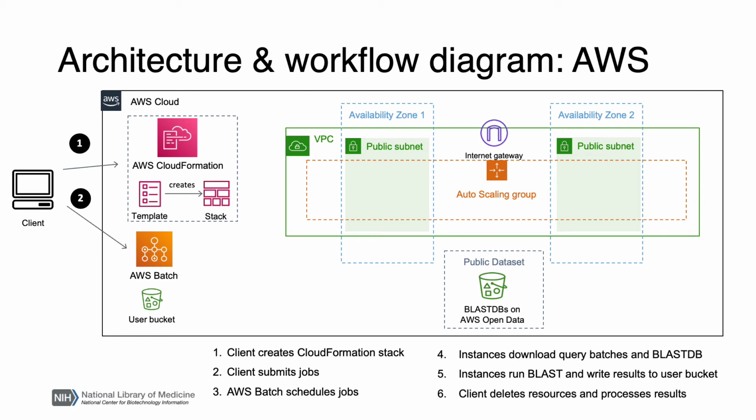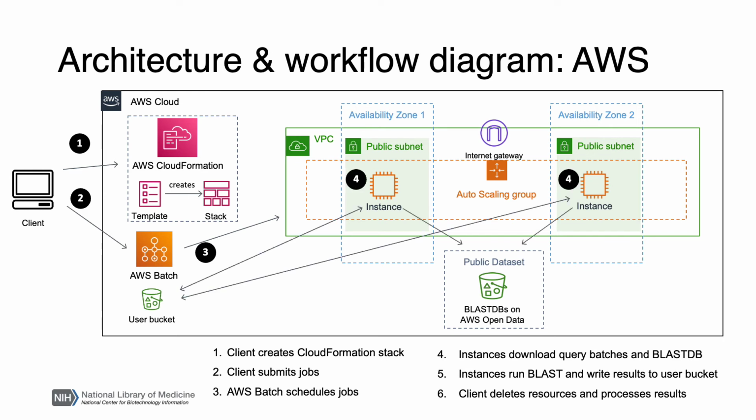Next, ElasticBLAST submits jobs to AWS Batch, which schedules these jobs on the resources it created. These jobs run on EC2 instances, which download the data they need, run BLAST, and write the results to the user's result bucket. Finally, after ElasticBLAST completes its job, the client invokes the ElasticBLAST delete command to shut down all cloud resources.